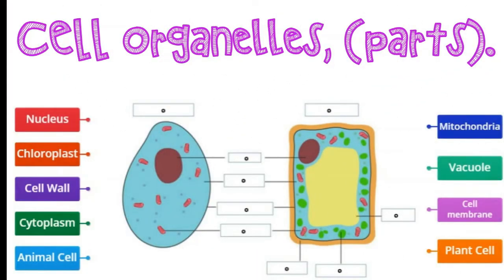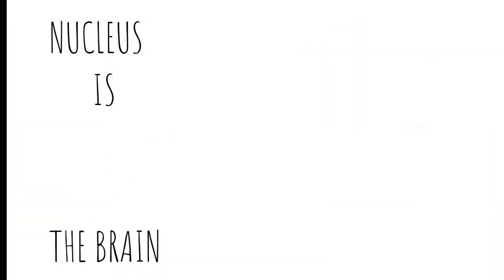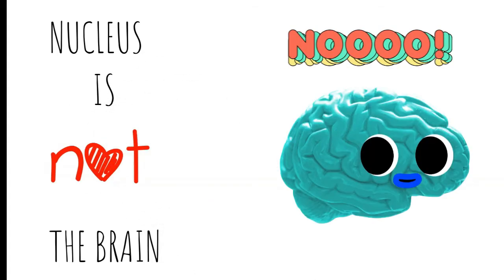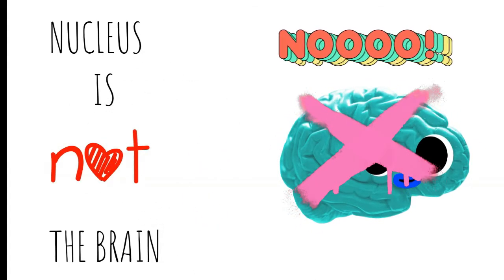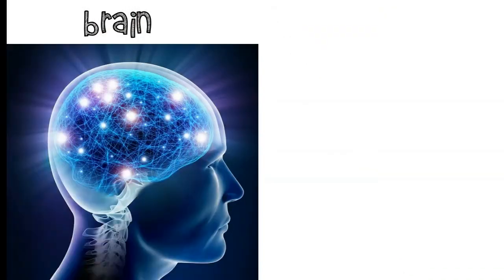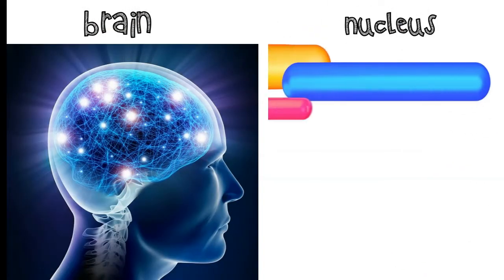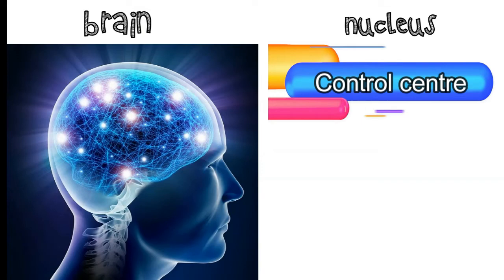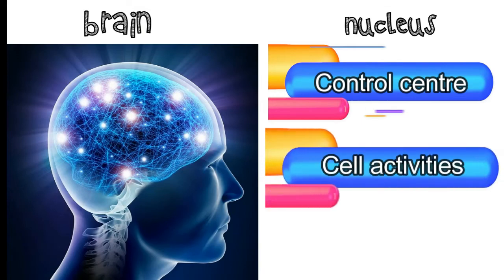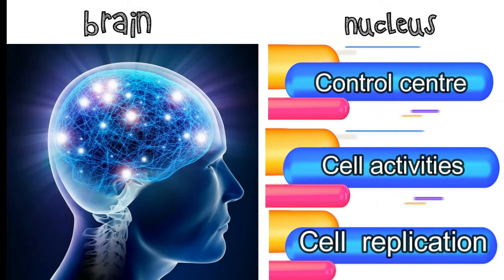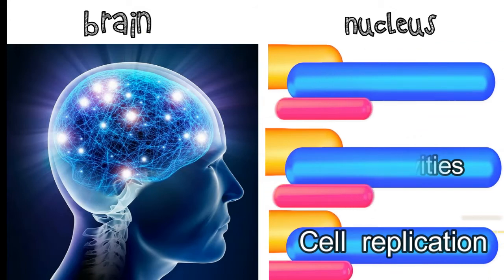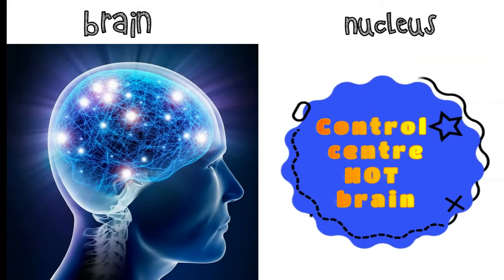Now, the first thing to look at is the features that both cells share. These are the nucleus, the cytoplasm, and the cell membrane. Now, straight from the top, the nucleus is not the brain. The brain is an organ. The nucleus is a control center for individual cells. It controls the actions of the cells. It controls the replication of the cells. Think of Mrs Gren, replication. This is controlled by the nucleus.